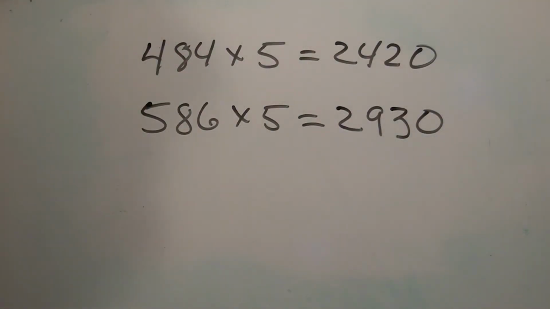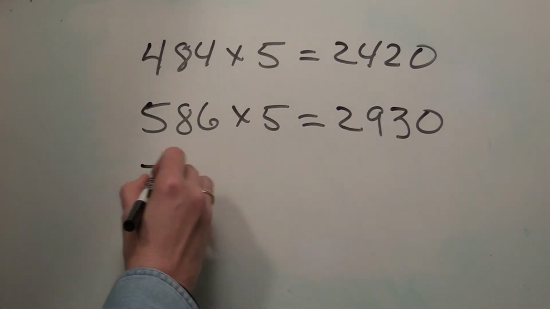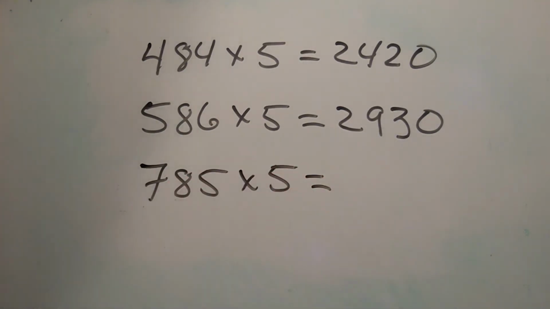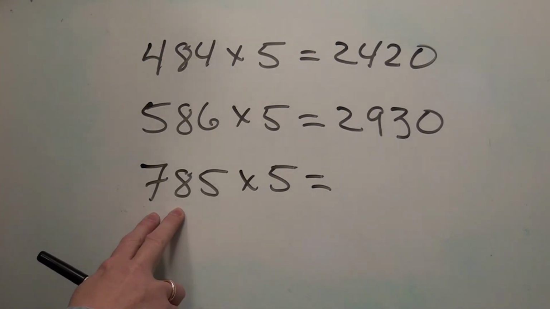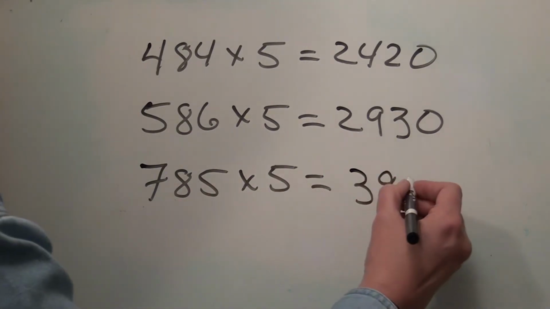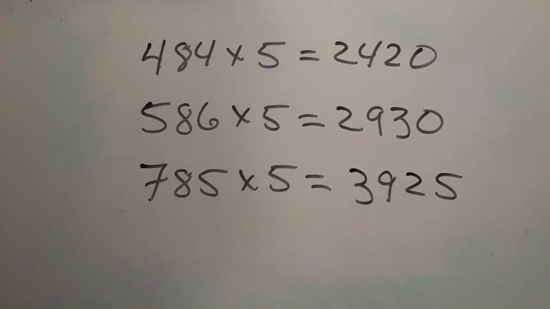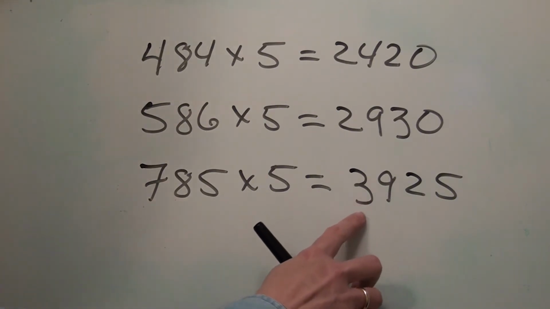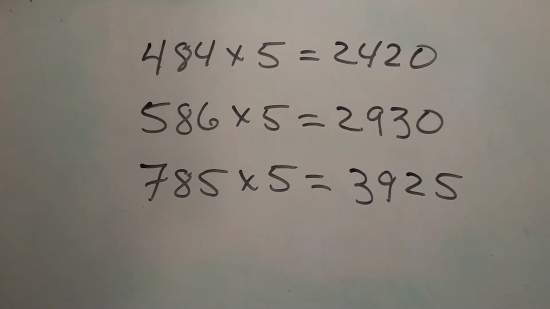So let's take one more look at one like these. 785 times 5 equals, take half of 78. Half of 78 is 39. Half of 5 is 2.5. I've already ignored the decimal, so that's the equivalent of multiplying by 10. So I've got 785 times 5 is equal to 3,925.